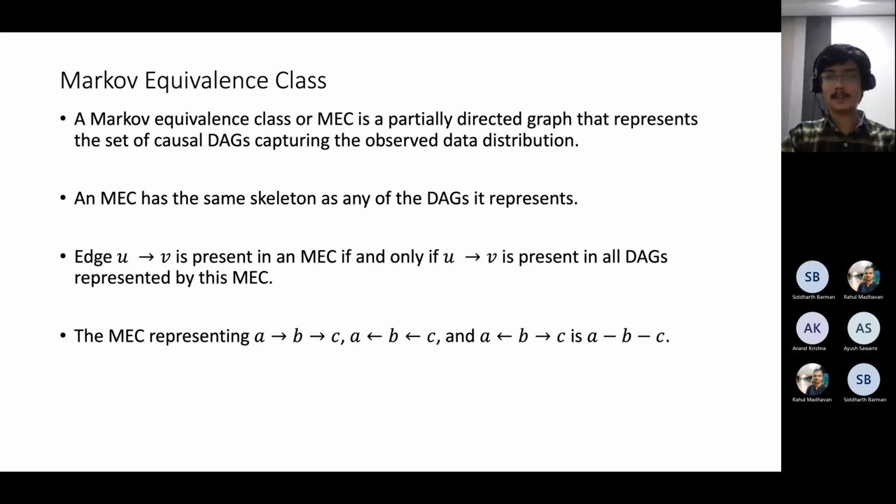Hi, Vibhor. I had a question here before you go to the next slide. I understand how to create the MEC from the set of causal DAGs. You have some observed data, and from that you're getting a set of causal DAGs that might explain that data, and from that you can create the MEC. But how do you create this set of causal DAGs that might explain the data in more complicated cases?